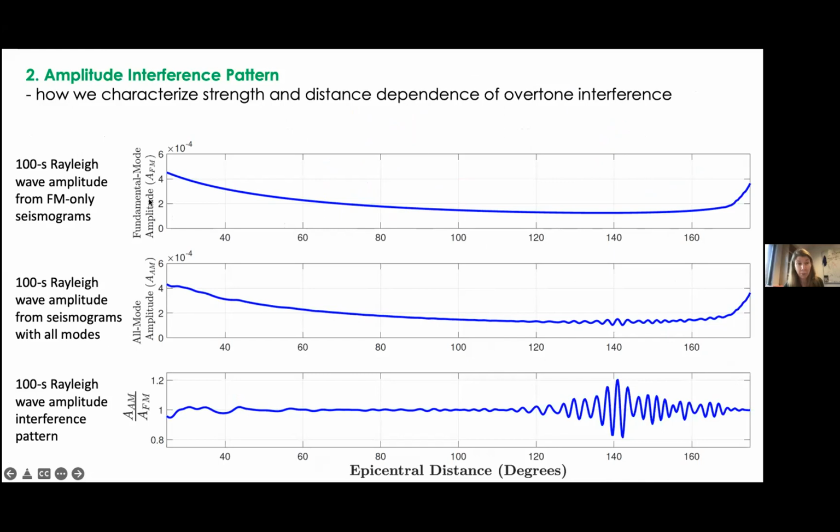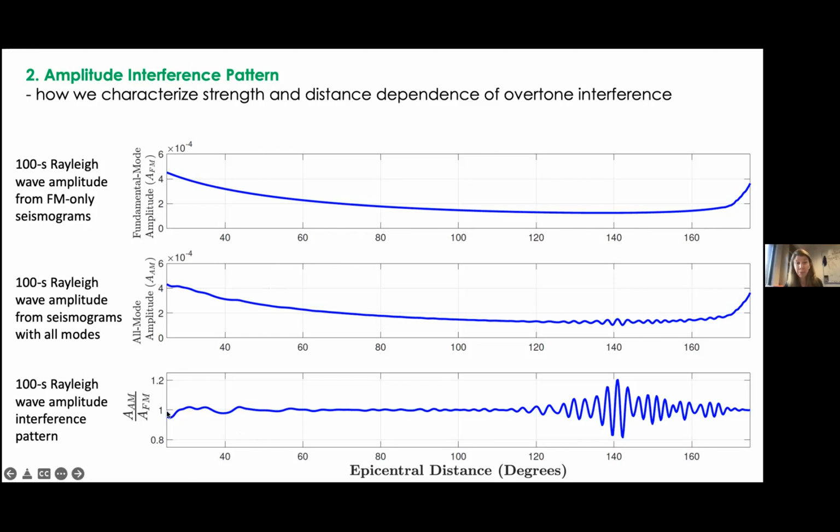100-second Rayleigh wave amplitudes from the seismograms that contain only the fundamental mode, as a function of distance. And then the middle, the same measurements, but from the seismograms that contain all the modes. So the two sets of amplitude measurements are very similar, but they are a tiny bit different. And the bottom panel is how we quantify that difference. We just take the ratio of the middle one to the top one.